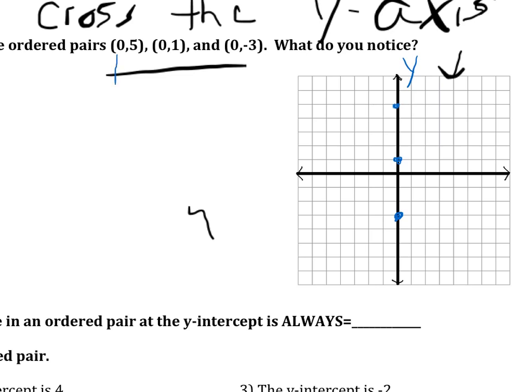Okay, well, they all have a value of 0. Right? They all have a value of 0. For which one? Is it the x or the y? Well, in each case, the x value in the ordered pair is 0. Okay? This is a really important point, that all points on the y-axis have an x of 0.